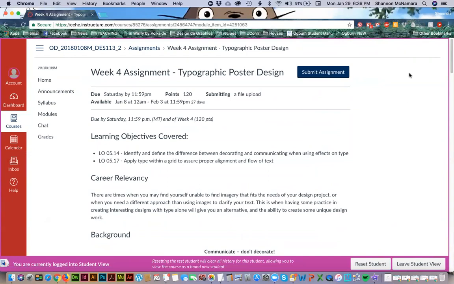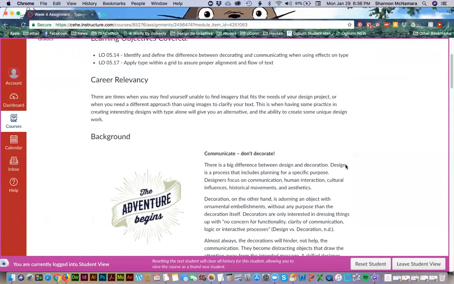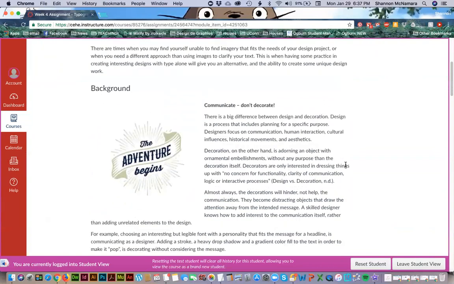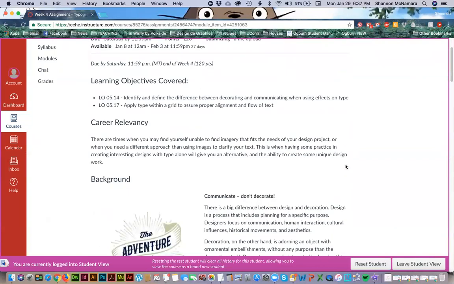All right. So next, let's take a look at our week 4 assignment, which is that typographic poster design. Because this is typographic, that means that you cannot use any images. I just want to make sure, because without fail, I will probably get somebody who put some images in. Let's really look over this and make sure that we understand all of the different aspects of our final assignment. Why it's relevant to our career, what the background is, what our prompt is, and we'll also look over the rubric.